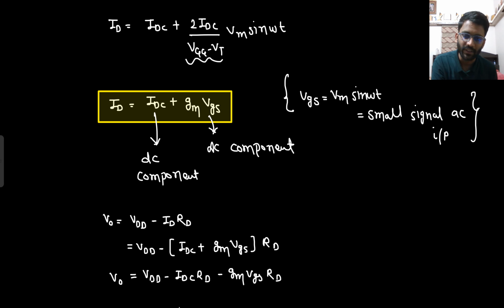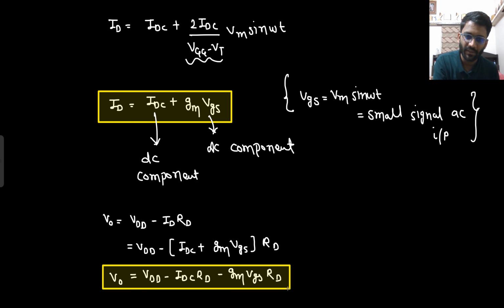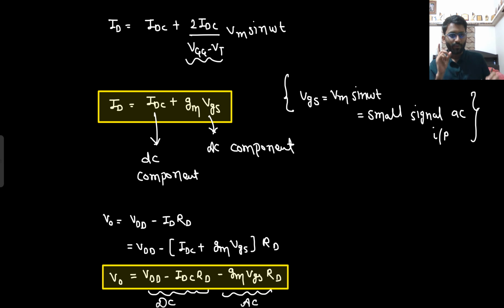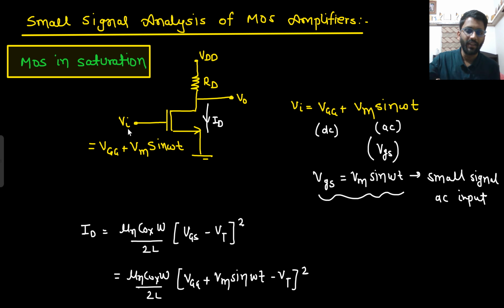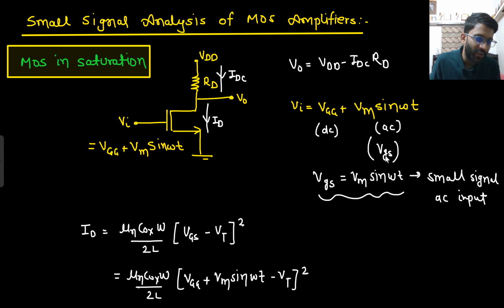Again in the V naught, what do you see? This much expression is the DC component and this much expression is the AC component. So what did you understand? Why is this the DC component? If I had applied only a DC signal, that means if my current was only DC, then what would my output be? Output would be VDD minus IDC into RD. So every small signal I am denoting by a small subscript gs. vgs is small, so that's why I am saying this is a small signal.